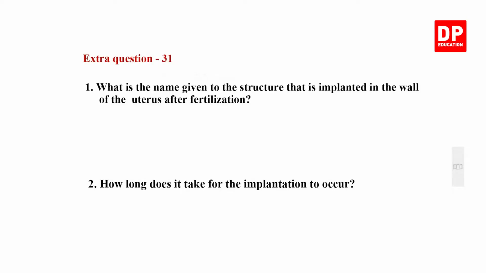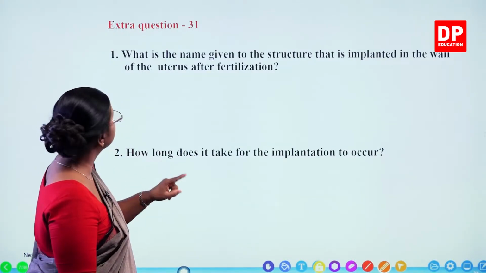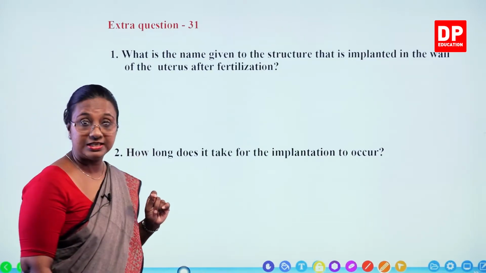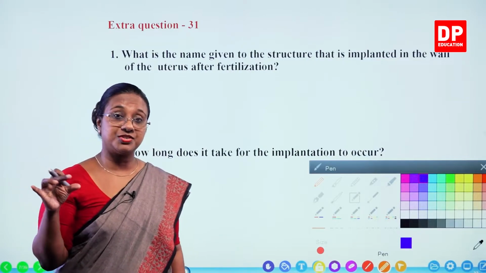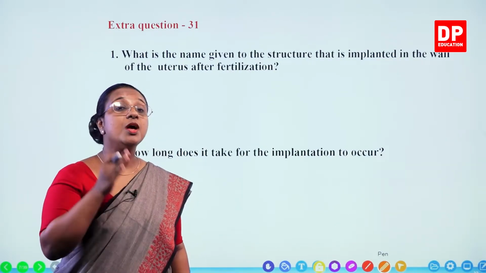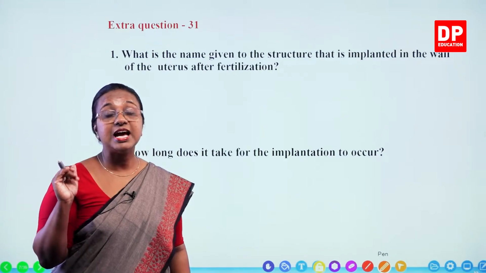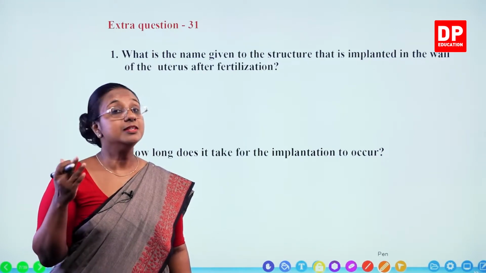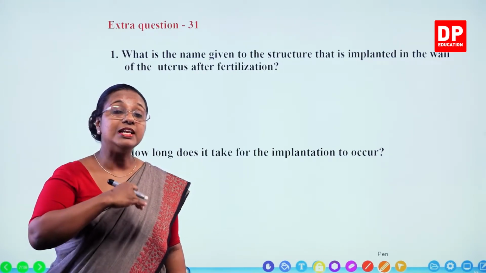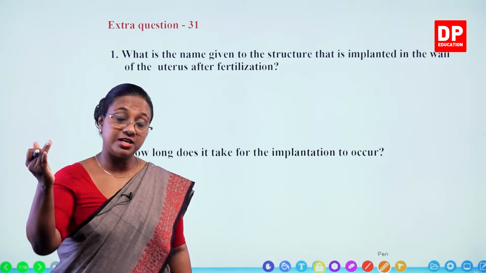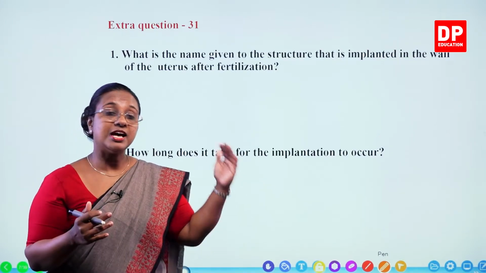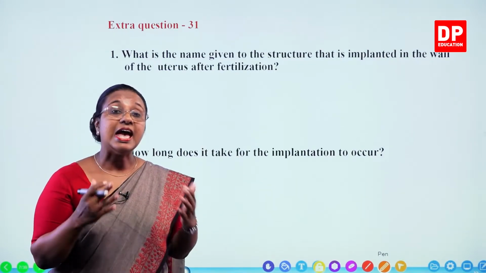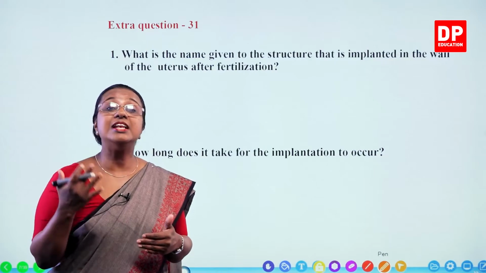Extra question 31. What is the name given to the structure that is implanted in the wall of the uterus after fertilization? So, you all can remember, students, there are different structures. Initially, it is the ovum. Once the ovum gets fertilized, what do we call it? We call it the zygote. Then the zygote, while it is rolling towards the uterus from the fallopian tube, either the right side or the left side, undergoes cell division.